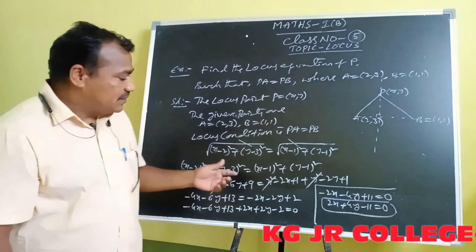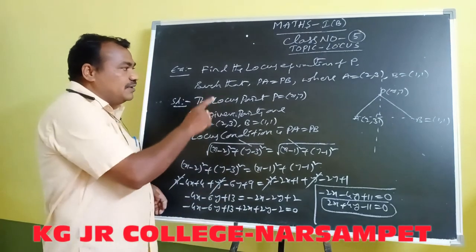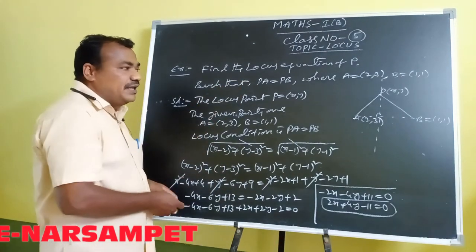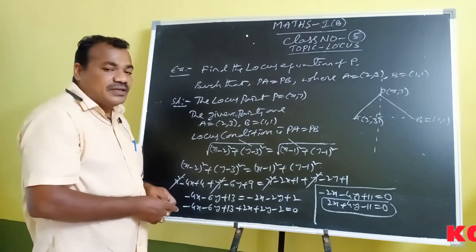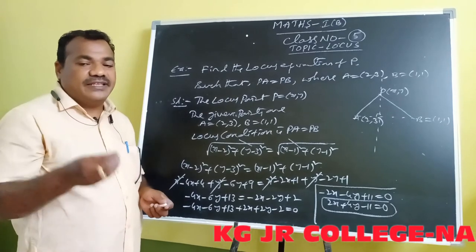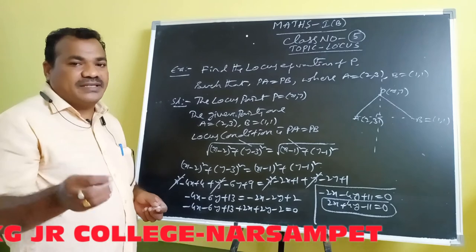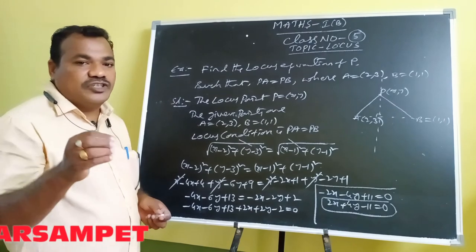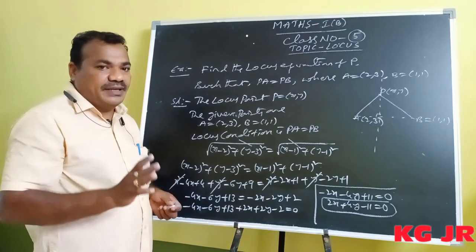Here this is one of the examples. For the condition PA is equal to PB, the locus of P represents what? It represents the perpendicular bisector of the line segment joining the fixed points A and B.